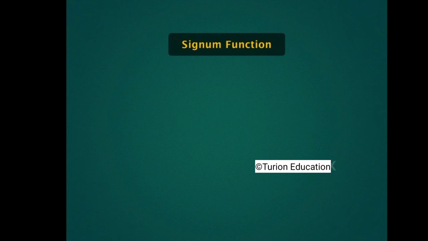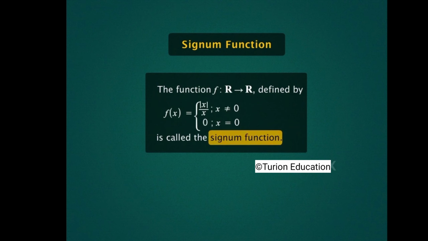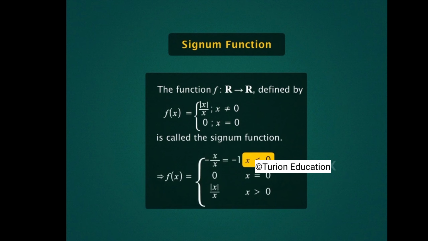Next is the signum function. The function f from the set of real numbers to itself defined by f of x equal to 0 when x is 0 and modulus of x over x for each non-zero x belonging to R is called the signum function. For x less than 0, the function takes the value -1. Similarly, the function takes the value 1 when x is greater than 0. This implies that the signum function takes only three values, namely -1, 0, and +1.